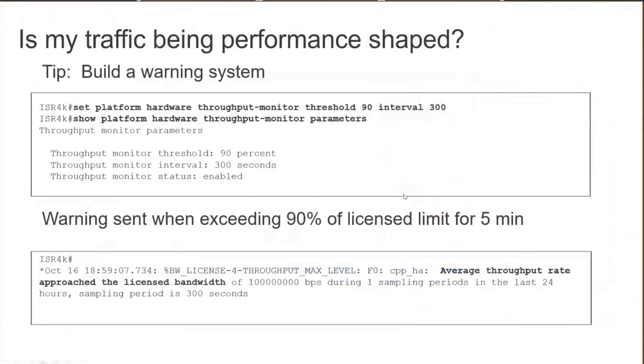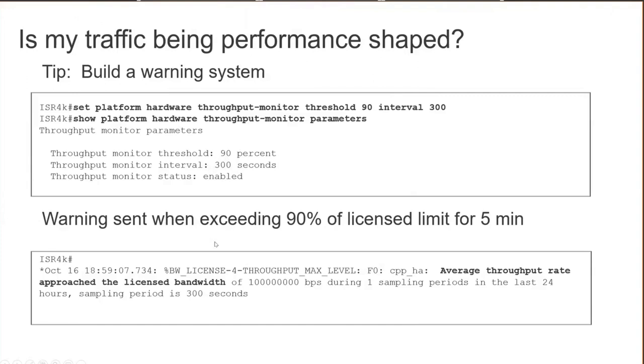Now, how to check if the performance is being shaped? I mean, performance is being shaped in the sense that the traffic being processed by the device is going above the throughput level configured on the device. This is the command. If you execute this command, you will get to know the throughput monitor threshold. If you enable this, a log will be sent on the device whenever the throughput of the device is over 90% of the limit, and it will only give the logs if the throughput of the device is more than 90% for the last 300 seconds.